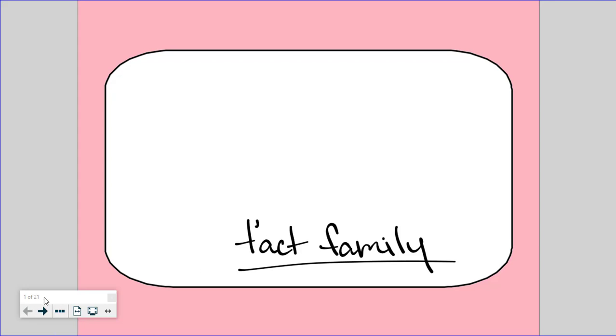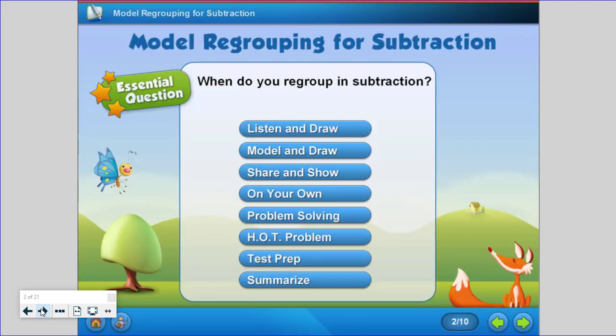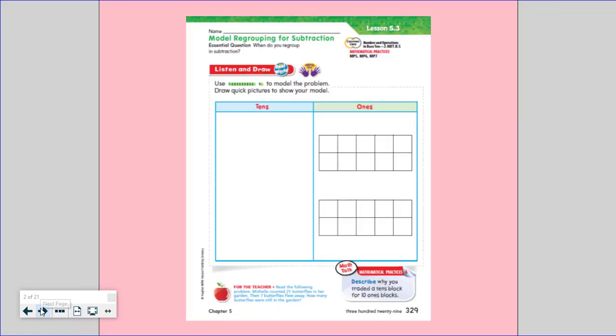And we're going to go to the next page, and we're going to talk about what we're going to be studying today. And so our essential question says, when do you regroup in subtraction? If you remember, we did the same exact lesson, but it was when do you regroup in addition. So in addition, remember that we regroup whenever you have 10 of something, right? When you have 10 ones, you have to regroup and you get 1 ten. When you have 10 tens, you regroup 10 tens and you make 100. So we're going to talk about when do you regroup in subtraction. So it's a little bit different. Let's go to the first page.